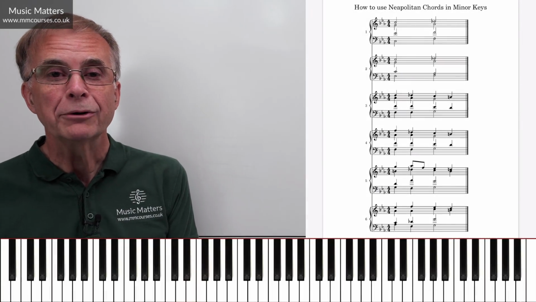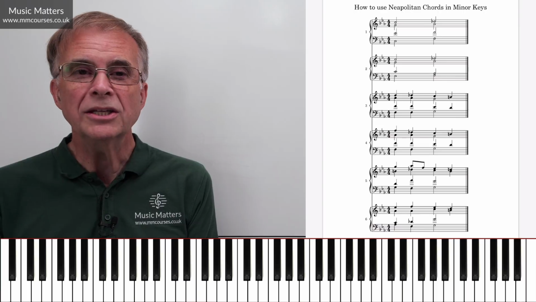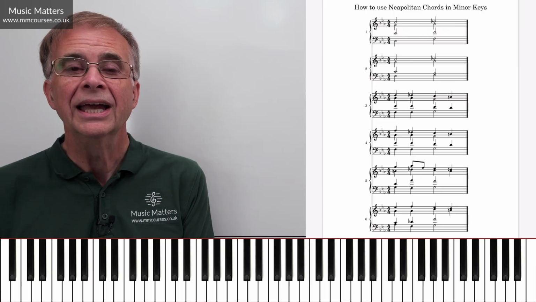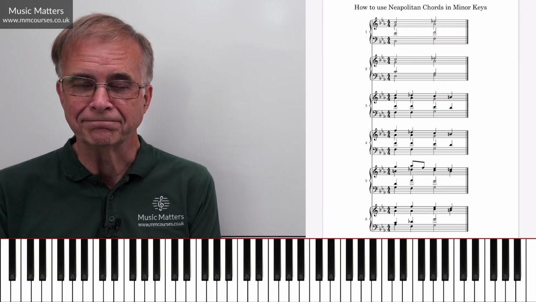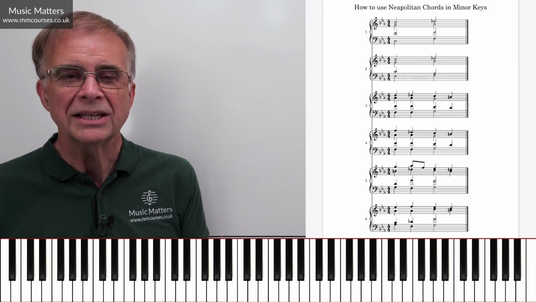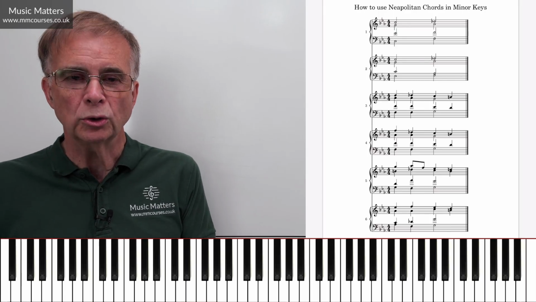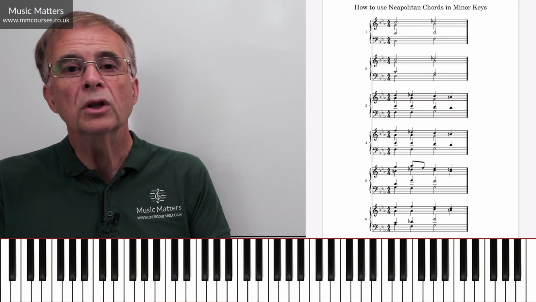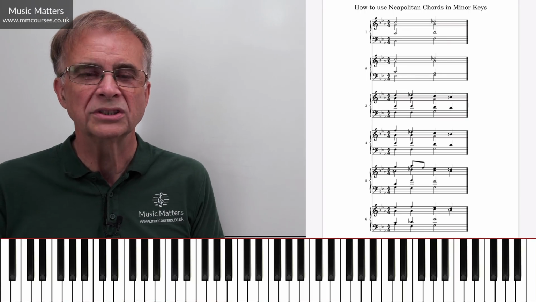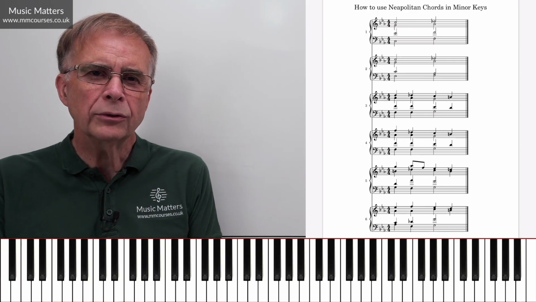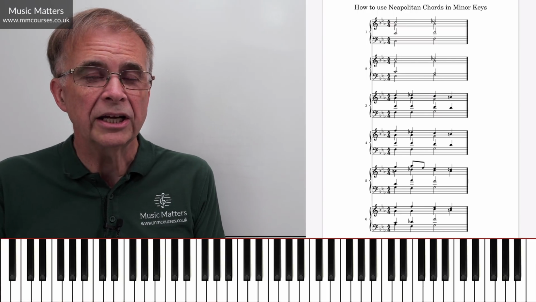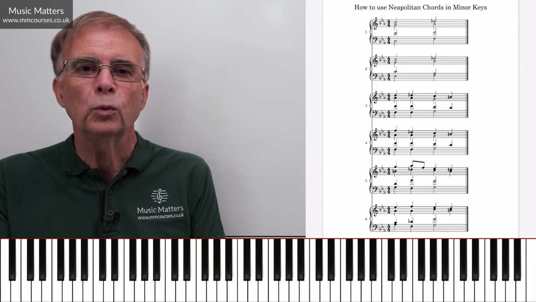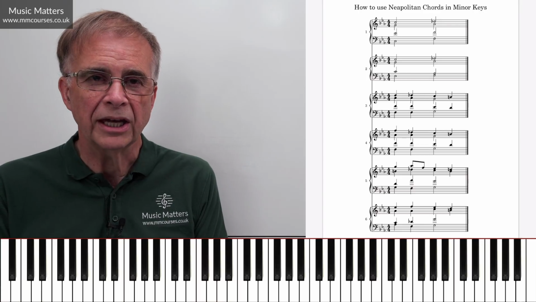Hi, I'm Gareth Green, and in this video we're going to be thinking about how to use Neapolitan chords in minor keys. So, first of all, let's have a think about Neapolitan chords. Neapolitan chords belong to this group of what we call chromatic chords. In other words, they lie outside the basic diatonic chords that belong to a key, but they function within that key, and we'll say more about that shortly.